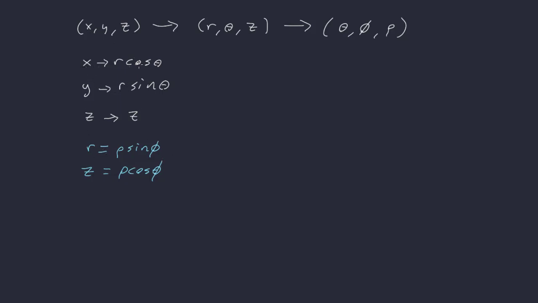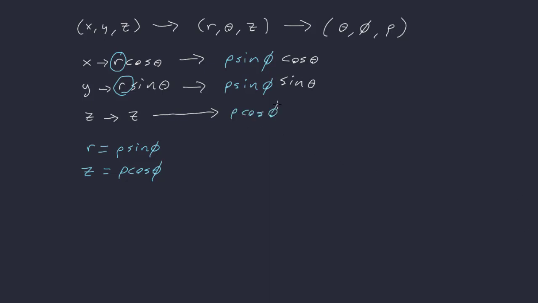And so if x is r cosine theta and r is rho sine phi, then all we need to do is change the r. So the r I could rewrite as rho sine phi, but leave the cosine theta alone. We can do the same thing for y. y is r sine theta, but r is rho sine phi, and we just leave the sine theta alone. And with z, we just have its own little rho cosine phi.